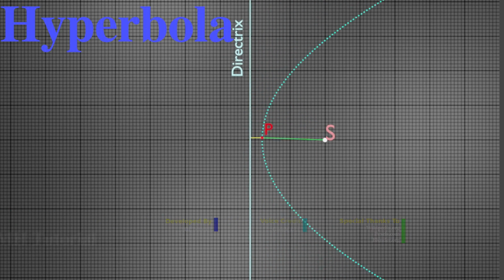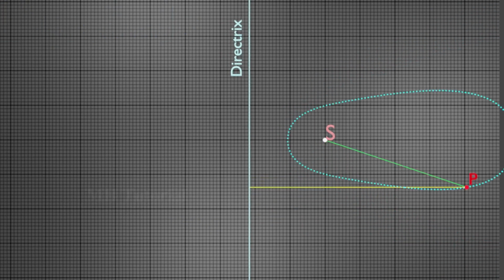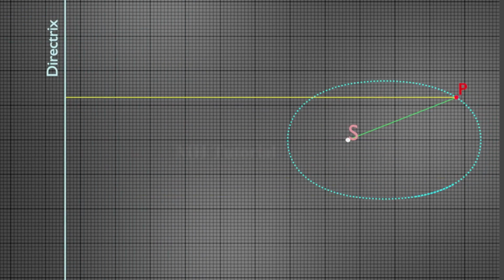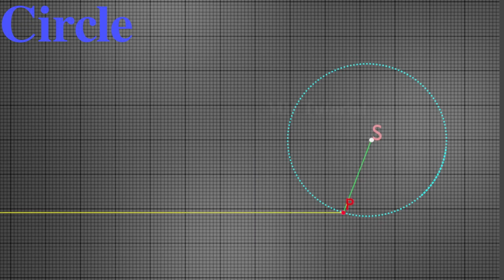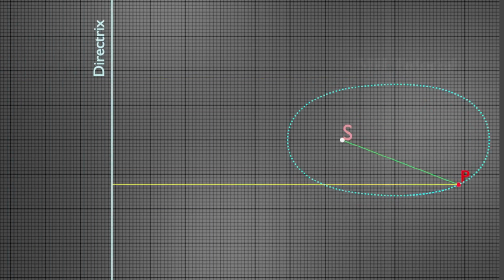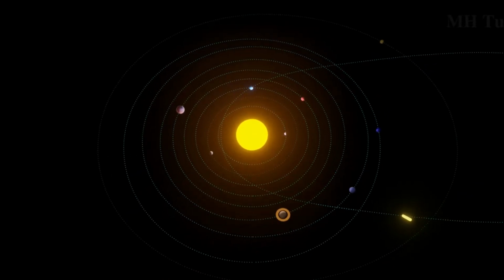Hyperbola. Parabola. Ellipse. Circle. Do you know how they originate? And how important they are in planetary motions?